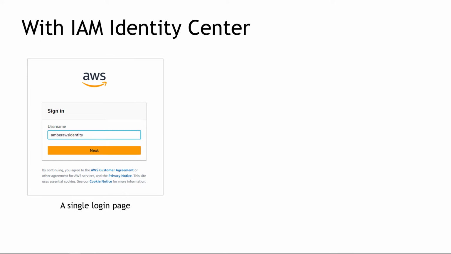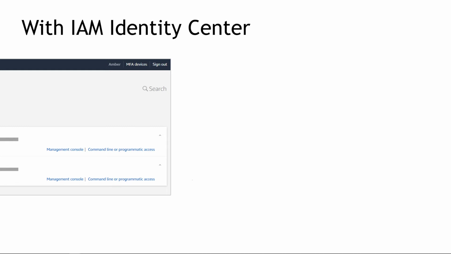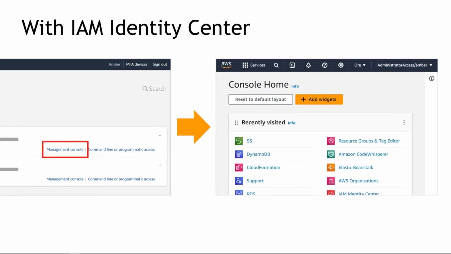Once you get things set up and configured, rather than going to the console to log in like you do today, there's going to be a separate login page, just a single login, no matter how many accounts or applications you have. You're going to log in there. That will take you to a page that lists all of your accounts. I've only got the 2 shown here, but obviously you could have a lot more. And if you've configured other applications like Microsoft 365 or Salesforce or others, those would show up as well. Then for each account, you can click on the Management Console.